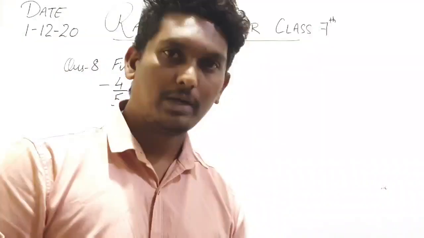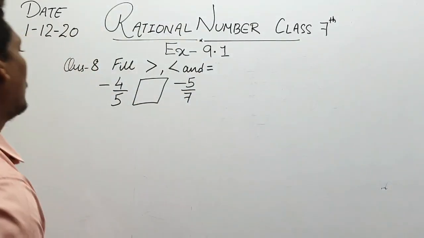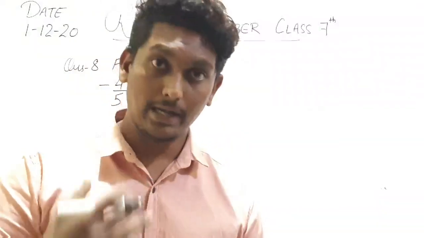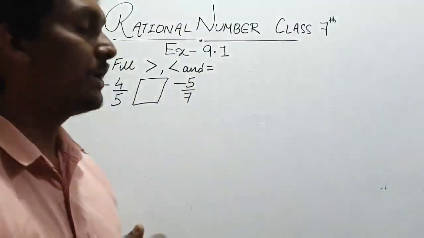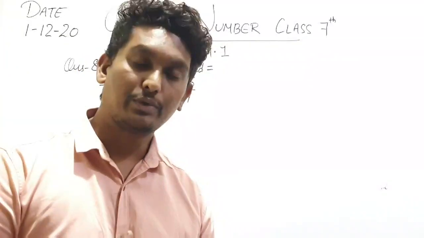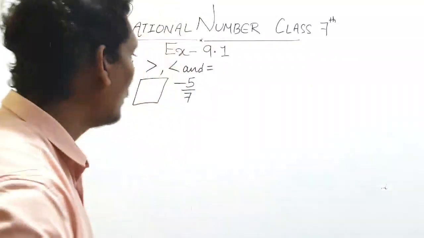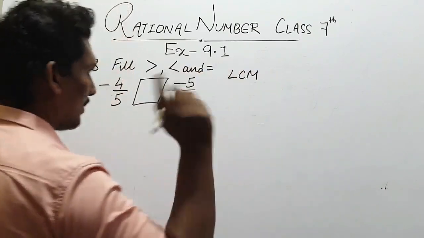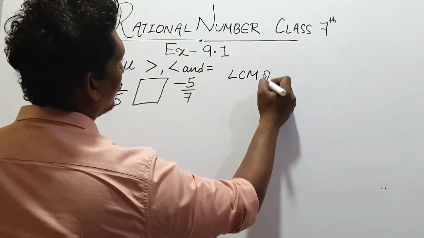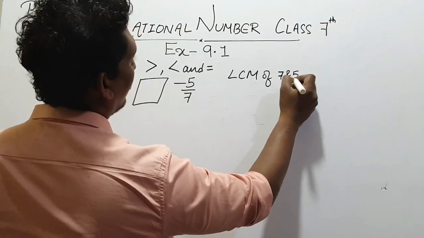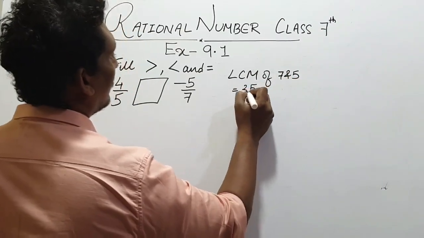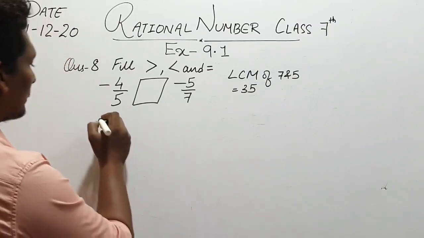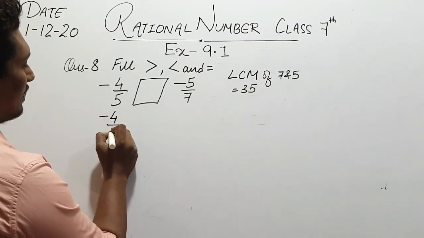Okay, now come to the next one. So here also 5 and 7 both are coming in different tables. 7 comes in the table of 7, 5 comes in the table of 5. So here we have to find the LCM again. In this type of questions, you have to keep in your mind that we have to find the LCM. LCM of 7 and 5, that is 35. Okay, multiply directly.